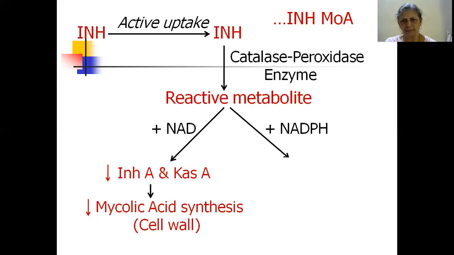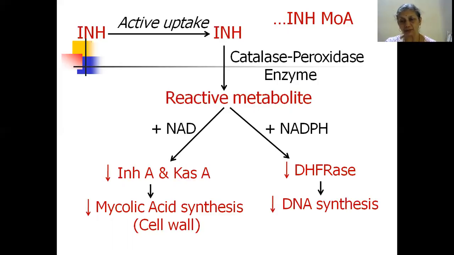The reactive metabolite, as we discussed, can also bind with NADPH, and this adduct interferes with the dihydrofolate reductase enzyme activity, which is required for folate metabolism. And because folic acid is required in DNA synthesis, this interference will compromise the DNA synthesis process. So INH is converted into a reactive metabolite, which can ultimately affect either or both mycolic acid synthesis as well as DNA synthesis. But as we saw, resistance has already started developing.